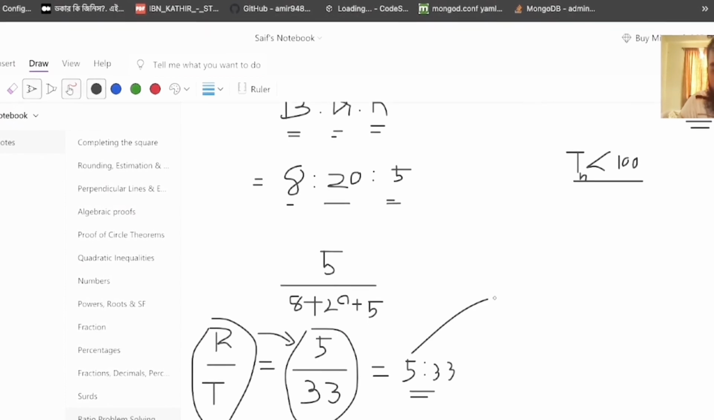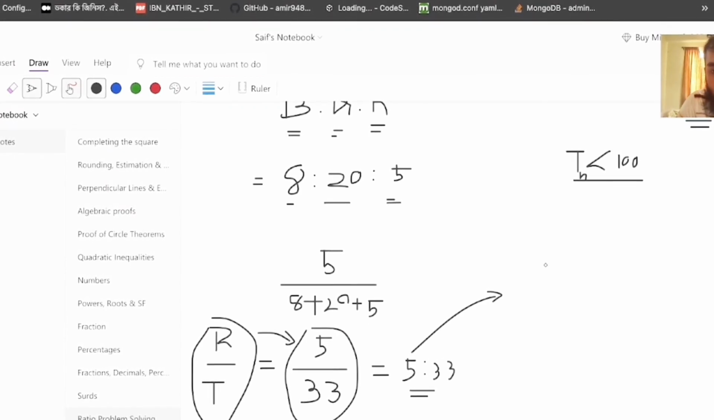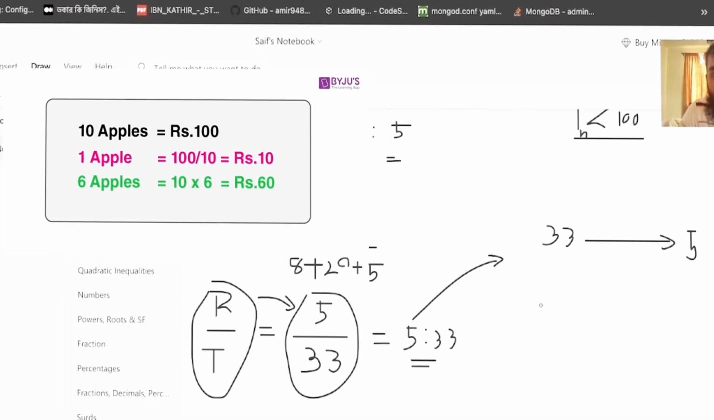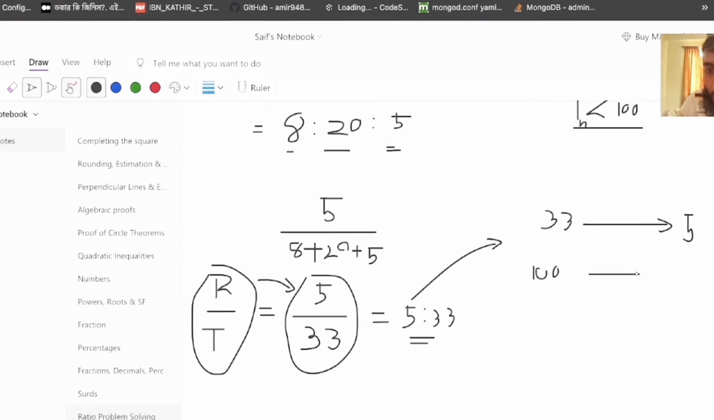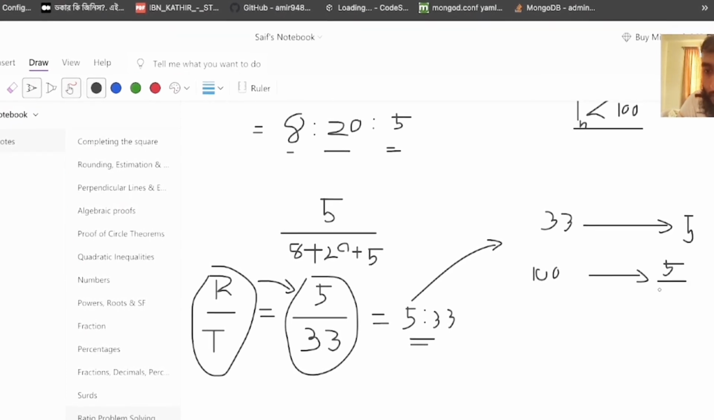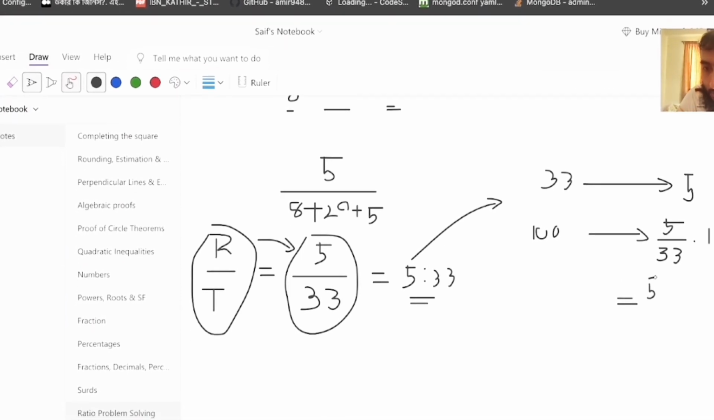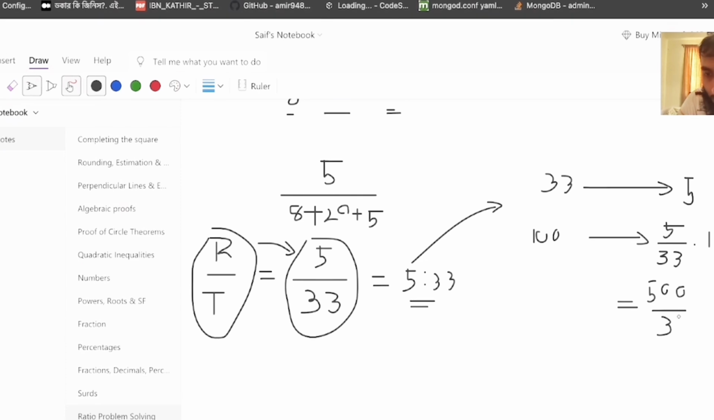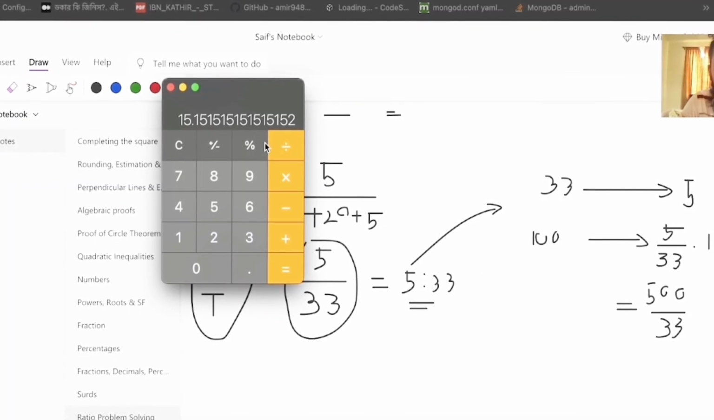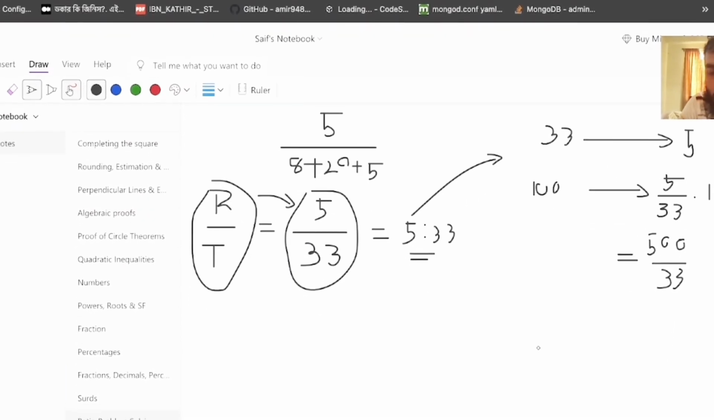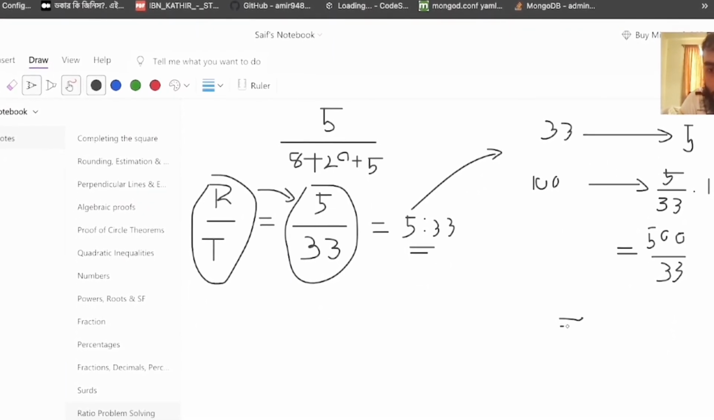We can write that for each 33 pens, the number of red pens is 5. So for each 100 pens, we get 5 divided by 33 multiplied by 100, which is 500 divided by 33. If we use the calculator, 500 divided by 33 gives 15.1515, etc.